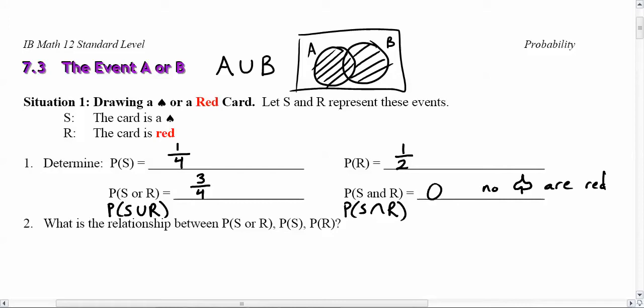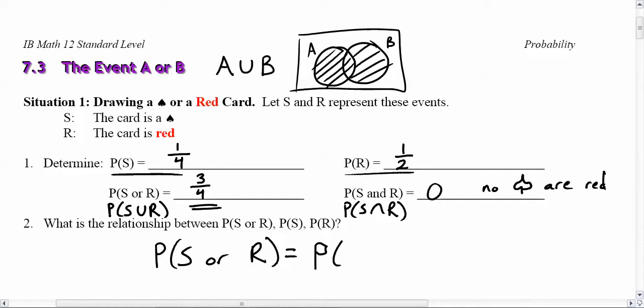So actually there's a mathematical way that we can calculate this just using P of R and P of S. There's a simple relationship between the value for OR and the value for S and R. We just add together the probability of S and the probability of R. Then we get the probability that either one happens.